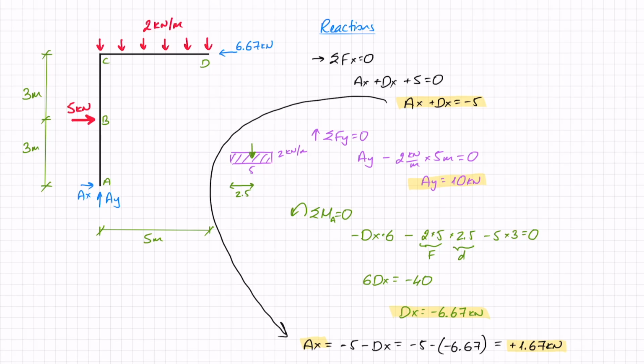Ay is in the direction I assumed, so that direction is correct and it is 10 kilonewtons. And ax worked out as positive as well, so that is the correct direction, and it is 1.67 kilonewtons. I can do a check at this point, for example, moments around D, moments around C, really moments around any point, just to check that it all equates to 0, and that way I can verify that my reactions are correct. So now we have the reactions, and that is the first stage to solving this.